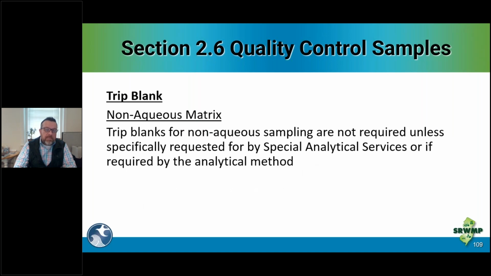Your non-aqueous trip blanks are not required unless specifically requested for by special analytical services or if required by the analytical method.